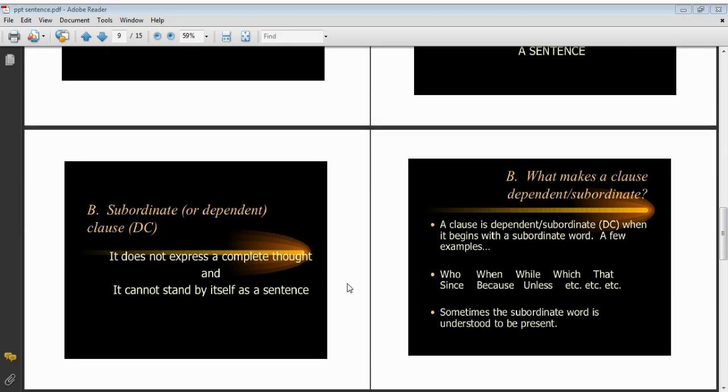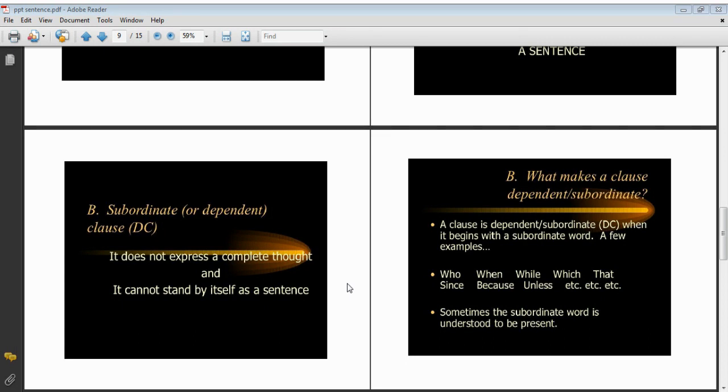So this is the reason that it is called independent clause. Then we come to subordinate clause, and the other name of subordinate clause is dependent clause. Why do we call it dependent clause? Because it depends on the independent clause to make its meaning complete. It cannot stand by itself as a clause. This is the main idea, that this is called subordinate clause. What makes a clause dependent or subordinate?